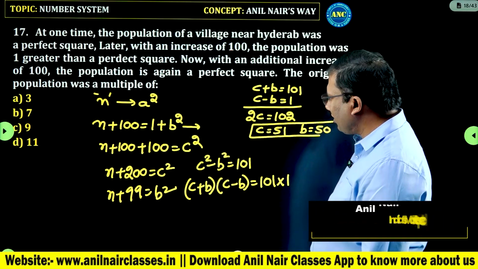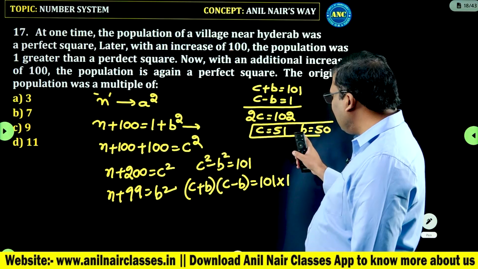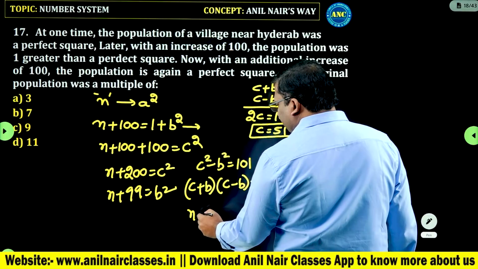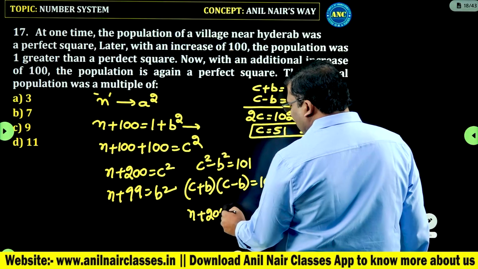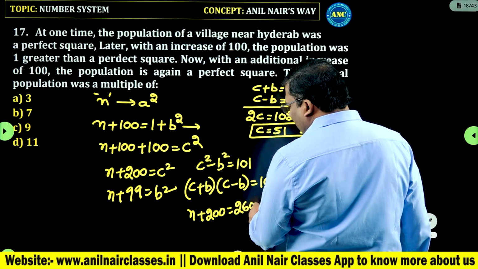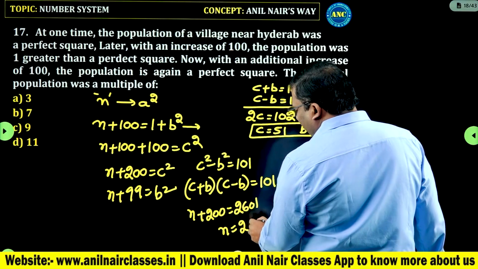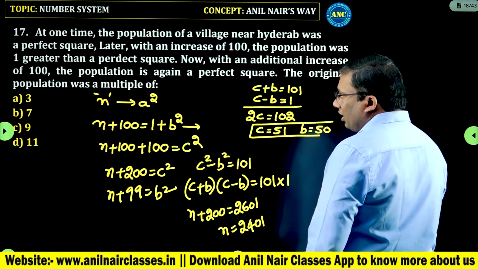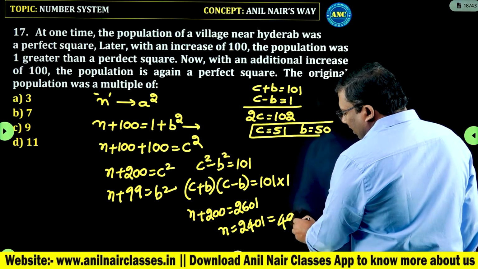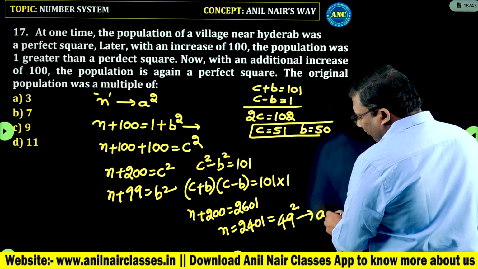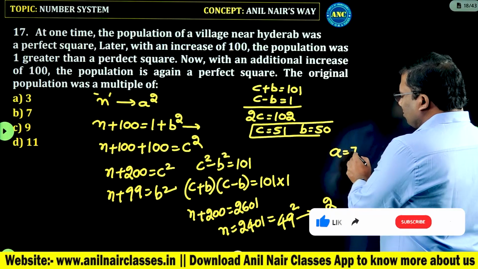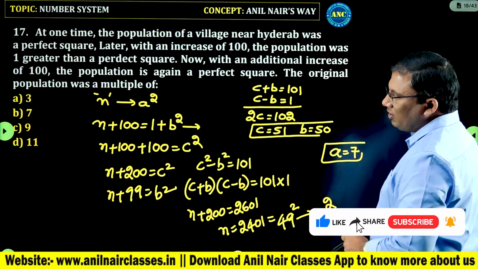What is the question that we require? N plus 99 is b square, and n plus 200 is c square, 51 square, which is 2601. So, n is 2401. N is 2401, which is 49 square. It is a perfect square, so 49 square is a square. That means the value of a is 7.